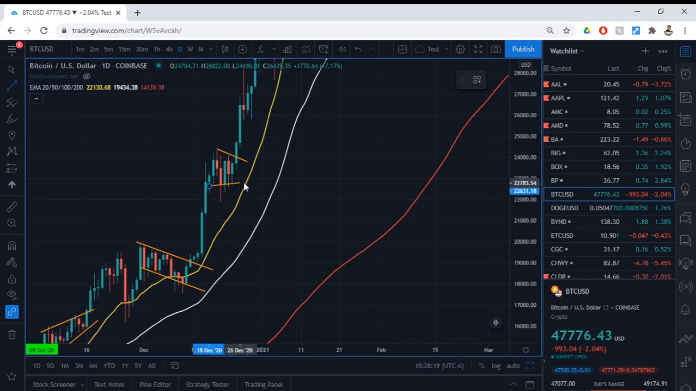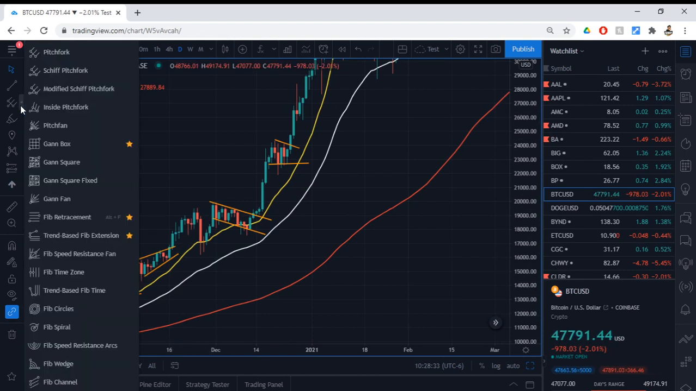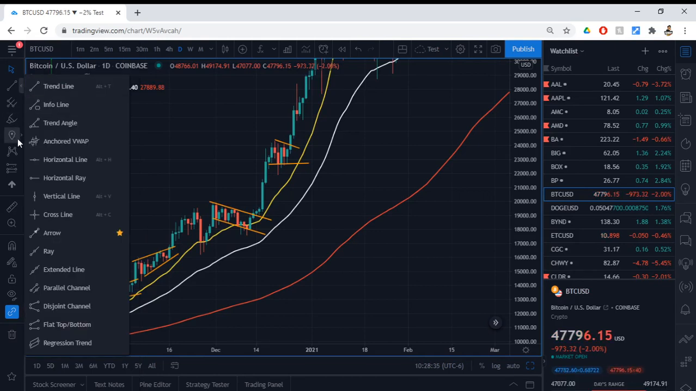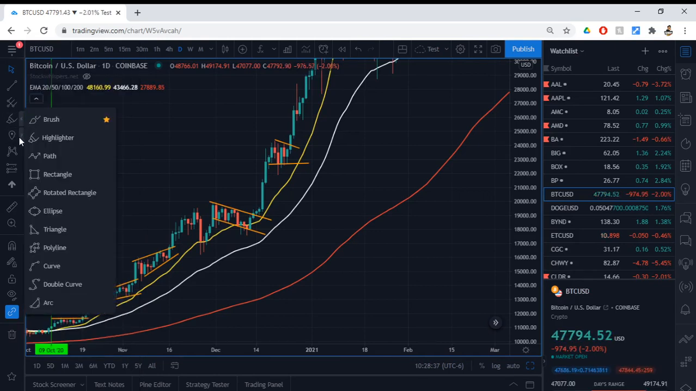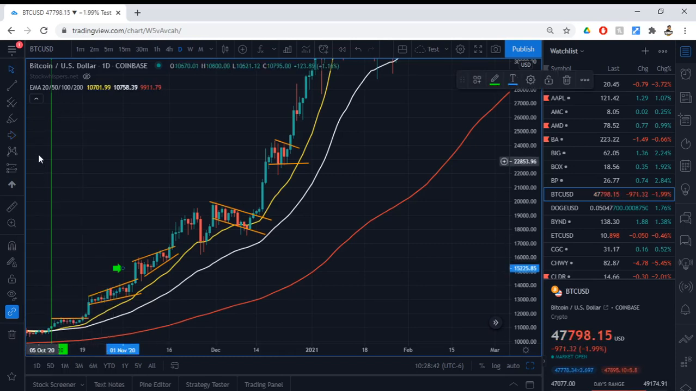And because the moving averages are stacked in our favor, we're doing the trade in favor of the trend. And that's why this is working out so well. That's why if we buy these breakouts, they work out so well, because we're doing the trade in favor of the trend.